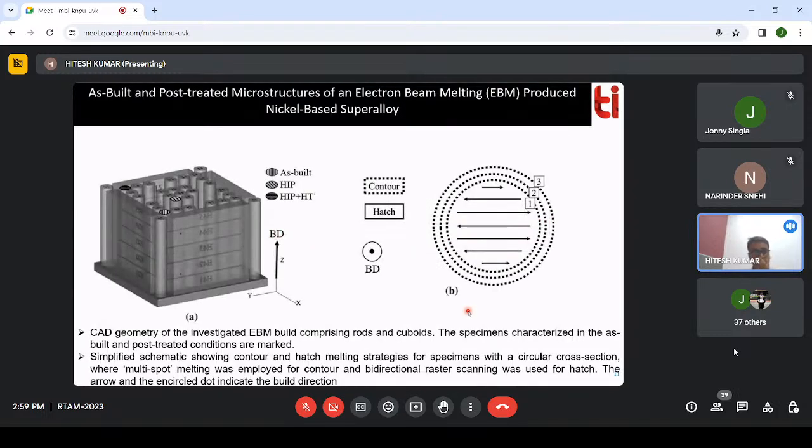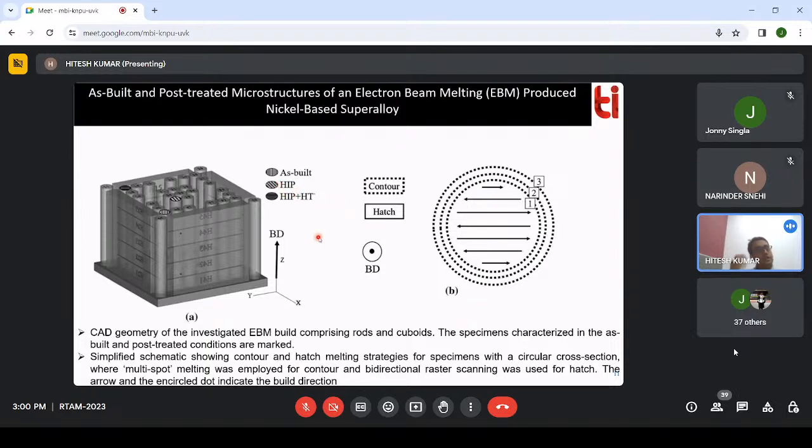So in this part, we basically talk about two different samples. One is in a contour direction, another is in a hatch direction, to see how the variation is going to occur. And then of those two samples, one is as built, whatever we produced with the help of electron beam additive manufacturing. Then second is the HIP, hot isostatic pressing, because it's a high temperature deformation. So it's a thermomechanical processing we performed on those materials.